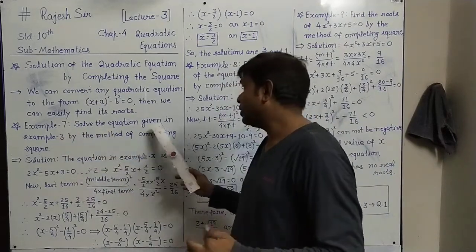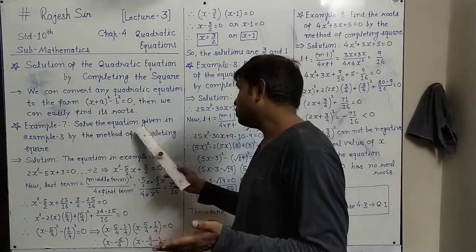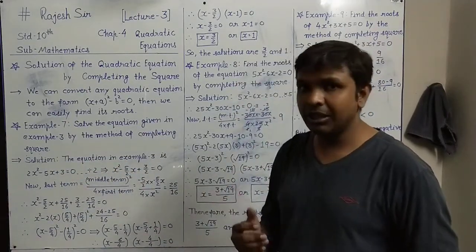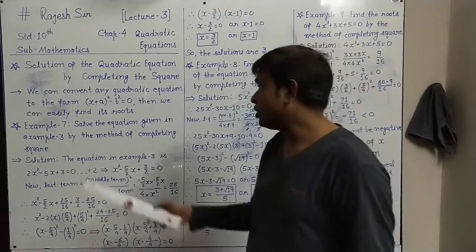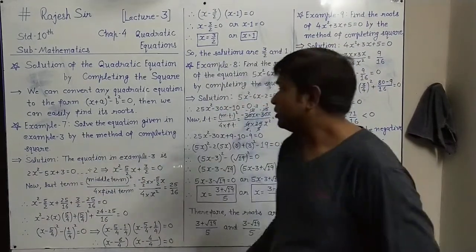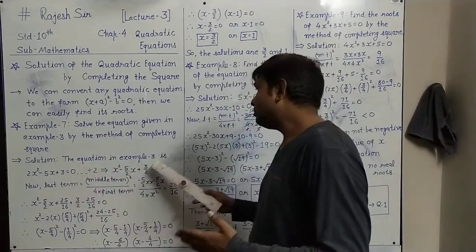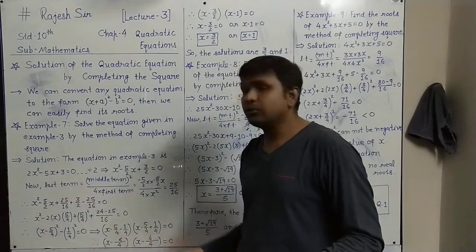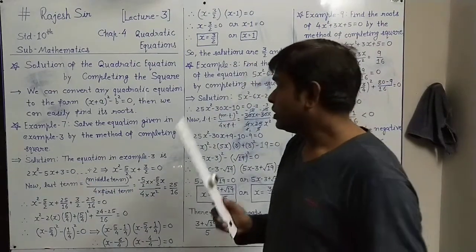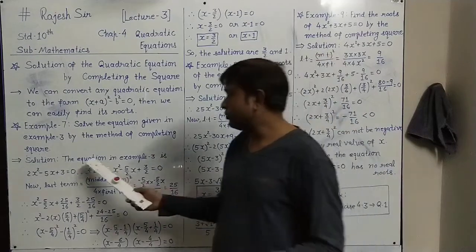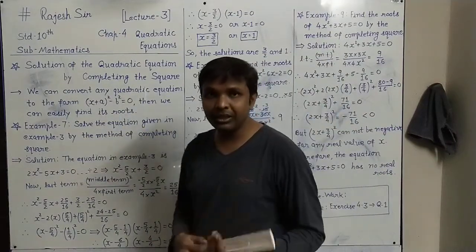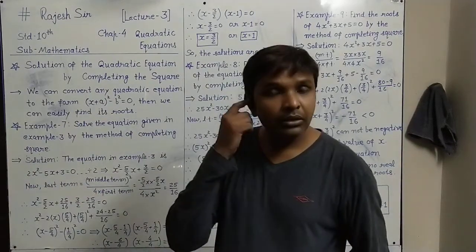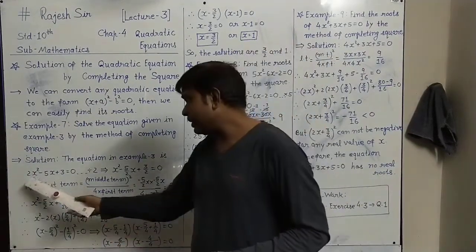We will solve the given equation in example 3 that we have solved in the last lecture by factorization method. The same example 3 we have to solve by the method of completing the square. The solution is: the equation in example 3 is given as 2x square minus 5x plus 3 equal to 0. Now the very first step in this completing square method is that we have to make the very first term the square of something. Like 2x square we have.